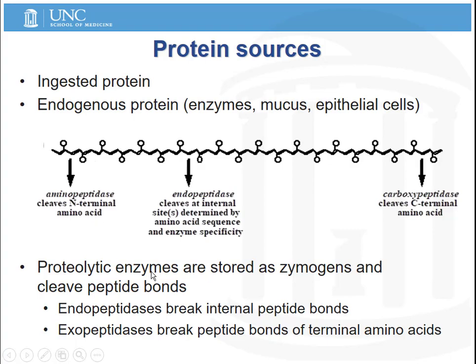So the proteolytic enzymes are stored in the body as these inactive zymogens, and the reason that this is done is to protect the secreting organ from autodigestion by the enzyme. So the enzymes are then activated once they reach the lumen where they're going to be performing their digestive function. And these proteolytic enzymes can be either endopeptidases that cleave the internal peptide bonds between amino acids, resulting in oligopeptides, or exopeptidases that break peptide bonds on the ends of the molecule, creating a free amino acid.